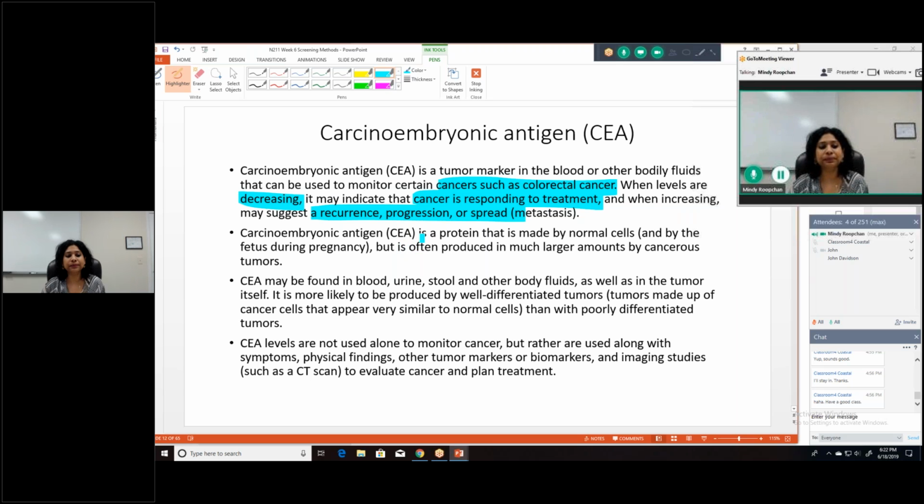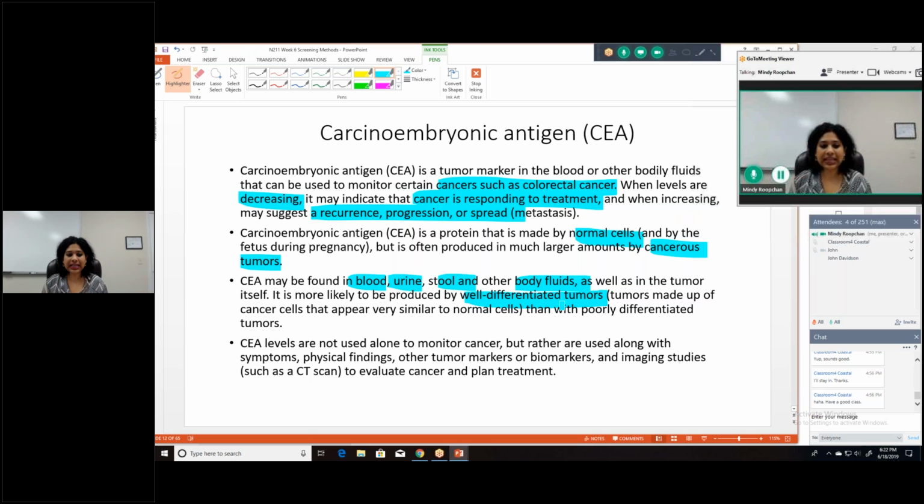So CEA is a protein that's made by the normal cells of the fetus during pregnancy, but it's often produced in a large amount by cancerous tumors. They're found in the blood, the urine, the stool, and body fluids, and also the cancerous tumor. It's more likely to be produced by well-differentiated tumors that are made up of cancer cells that appear very similar to normal cells than with a poorly differentiated tumor.